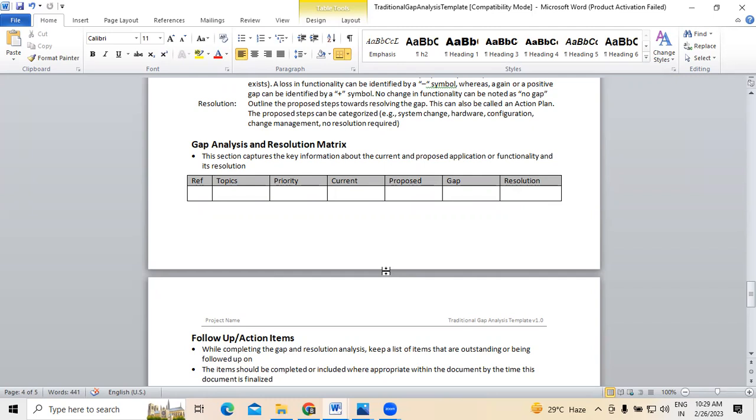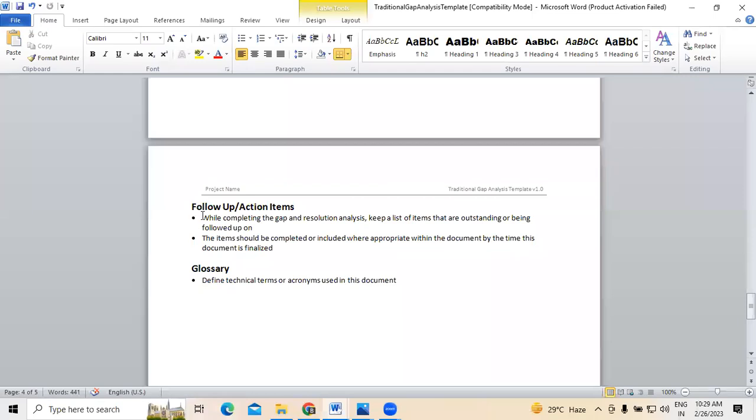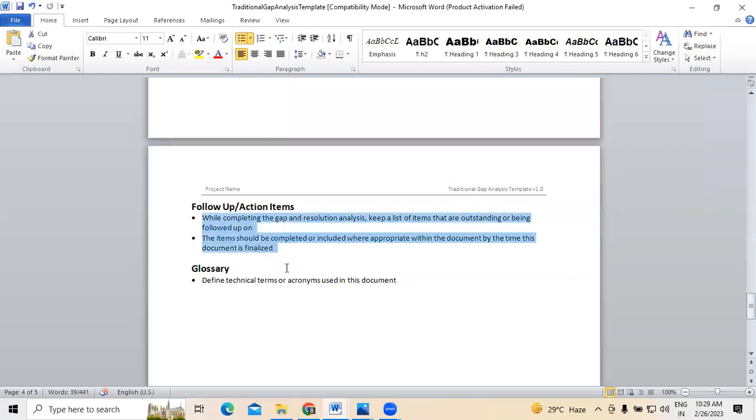Because everything cannot be explained orally, right? That's not possible either, because there are a lot of functionalities and processes involved. You know that. Next, followed by this, what follow-up and action items are we taking? That information has to be mentioned.